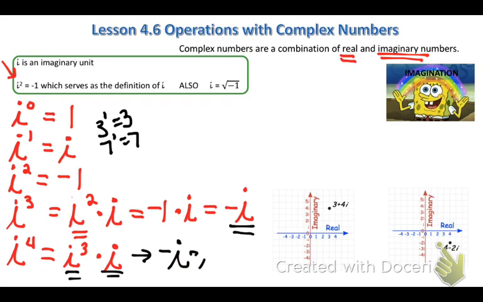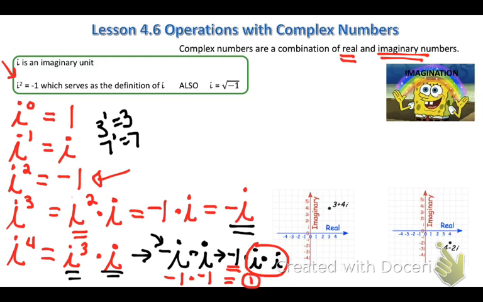times i. And I can break that down into -1 times i times i. So we have our -1 times, and i times i is i squared, and i squared is equal to -1. -1 times -1 is equal to 1.